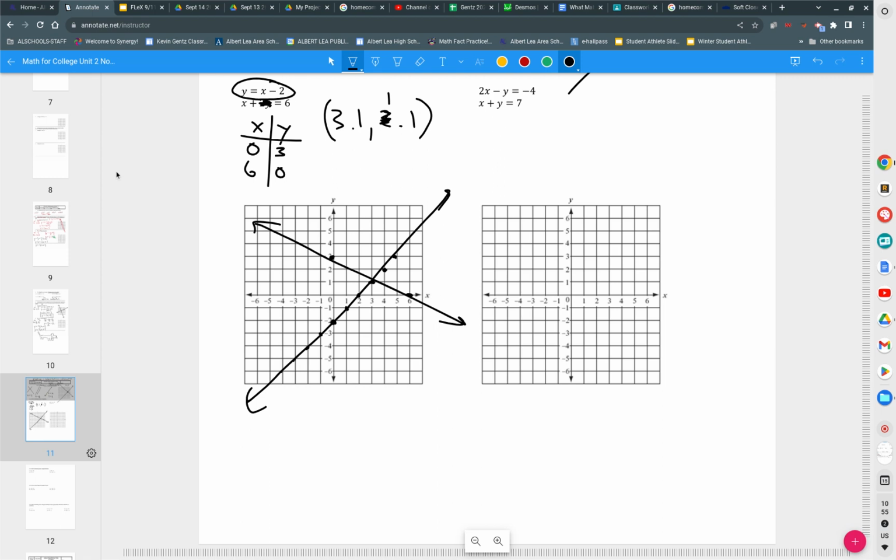Okay, what I want you to do now is turn this into slope-intercept form, turn this one into slope-intercept form, and see if you can sketch those graphs and see if you can find out where they intersect, okay? Let's try that. Solve for y, sketch the graph. Solve for y, sketch the graph.